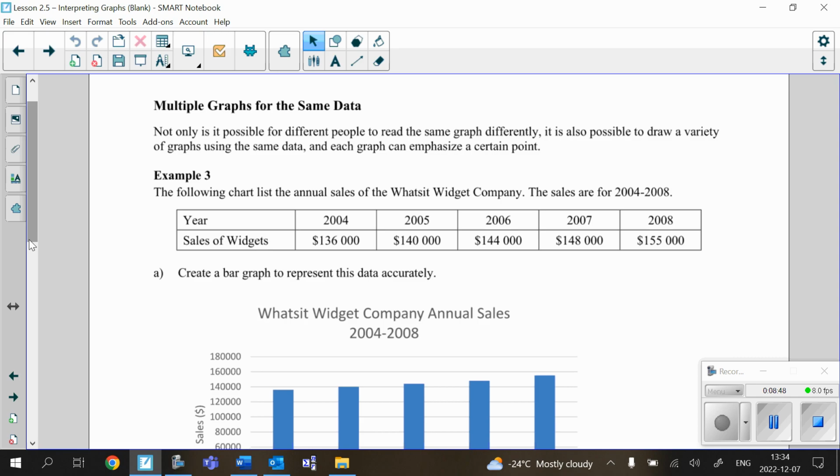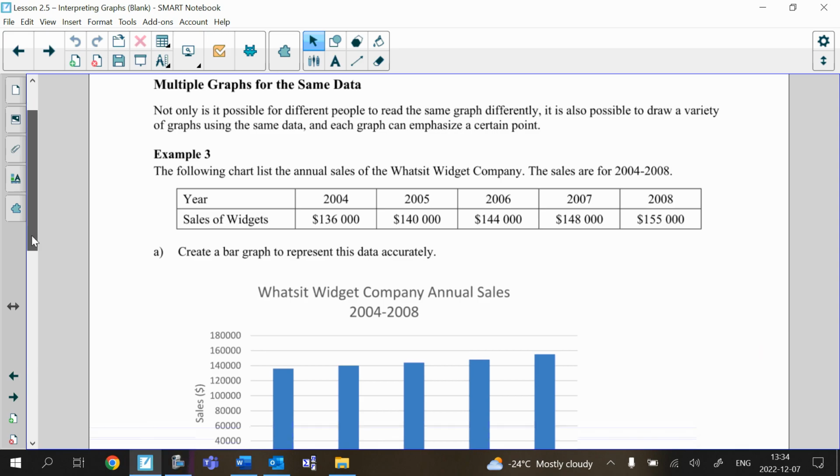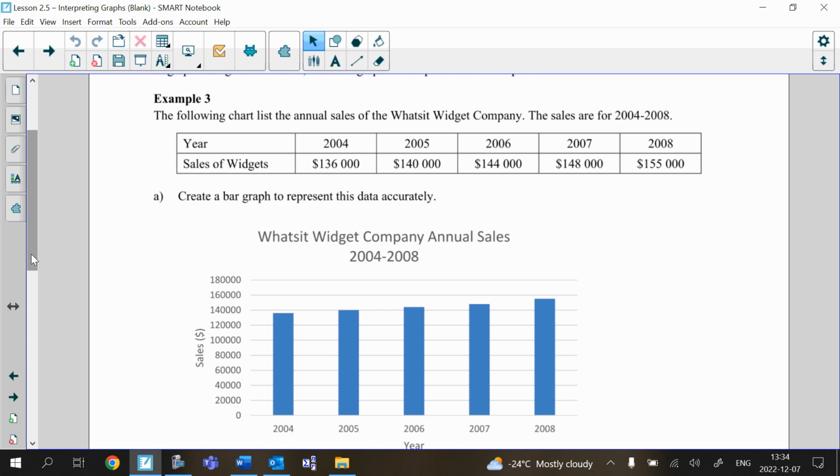But here, so here we have the following chart that lists the annual sales of What's It widget company. A widget is just a generic term for an object. That's actually what a widget is. If we want to just make up an object, call it a widget. So these are the sales from 2004 to 2008. You can see just by looking at the numbers that, yeah, it's climbing. But how it climbs, we can manipulate.